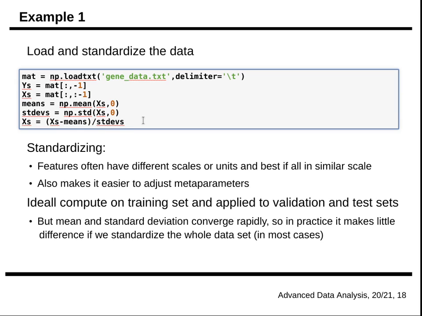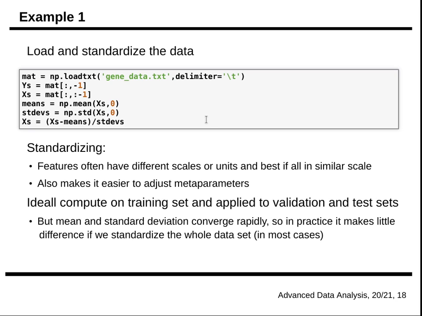So this will make all the features be distributed in the way that they have a 0 mean and a standard deviation of 1. So they are basically in approximately the same scale. Now, ideally, if we want to be very rigorous, and sometimes we need to do it this way, we should compute these scaling factors in the training set and then apply the same scaling factors to validation and test sets. However, since the mean and the standard deviation converge very rapidly when we have many points, in practice, this will generally not make a difference.